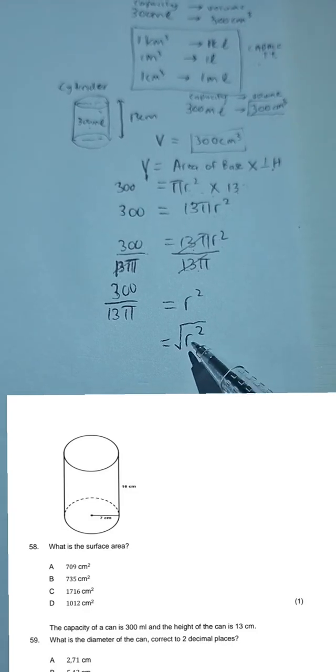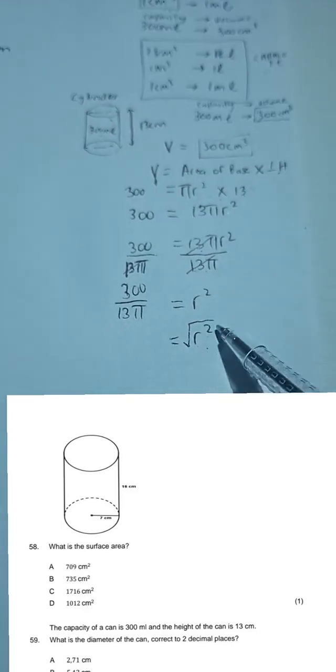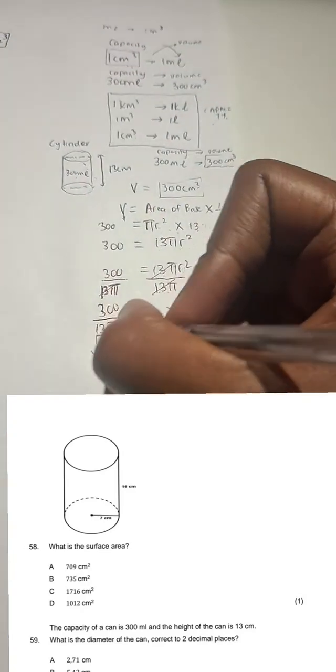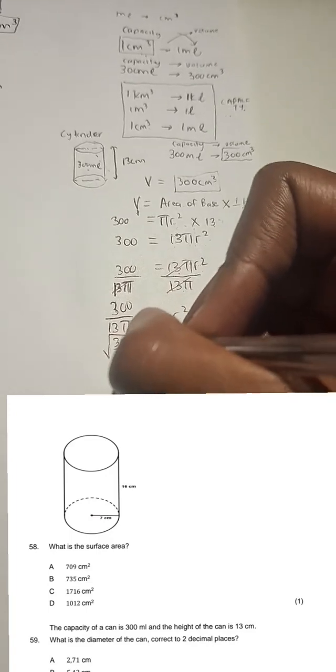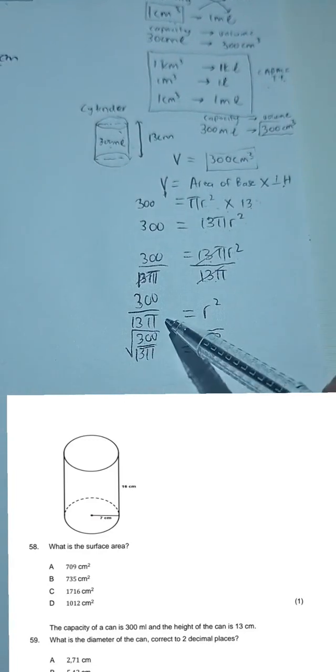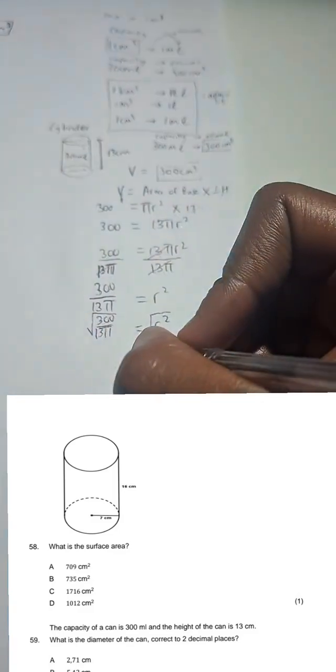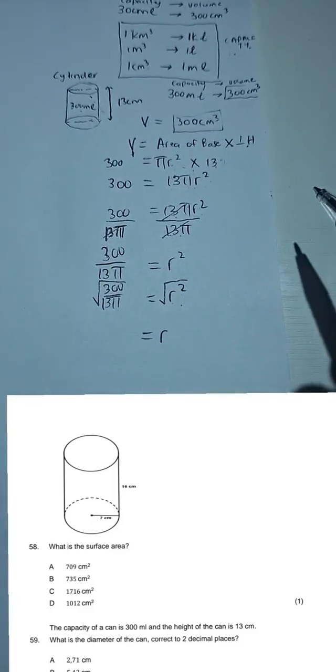We want r, we don't want r squared. So we use the inverse of squared and we take the square root on both sides. So all in all, we want to find the square root of 300 divided by 13 pi. That will give me the value of r.